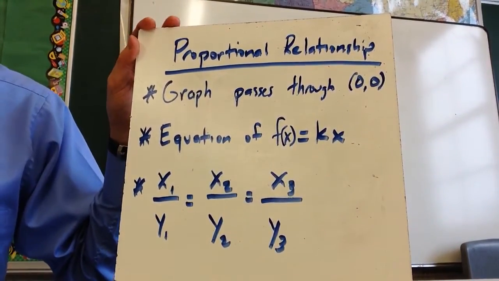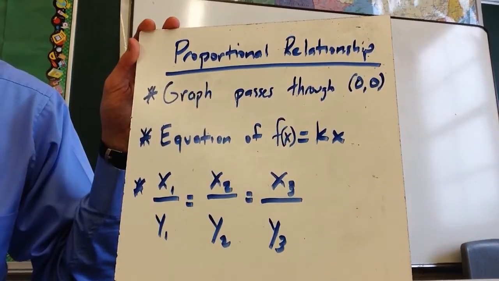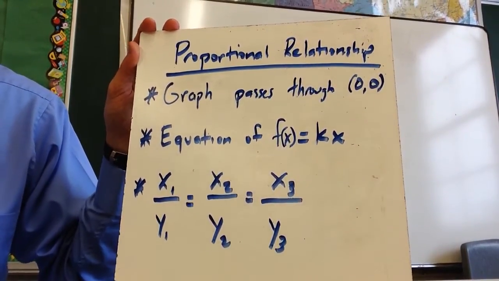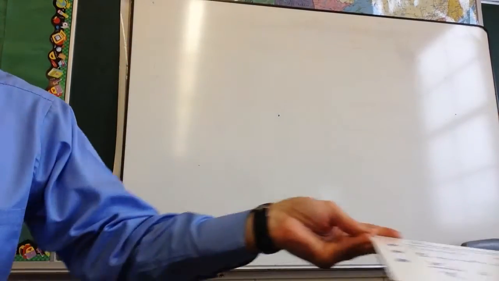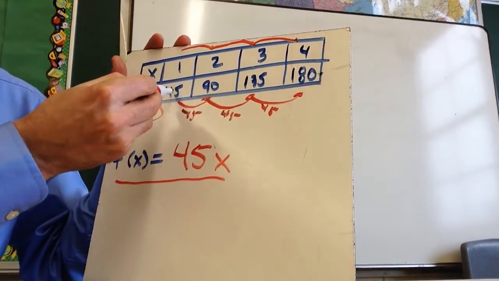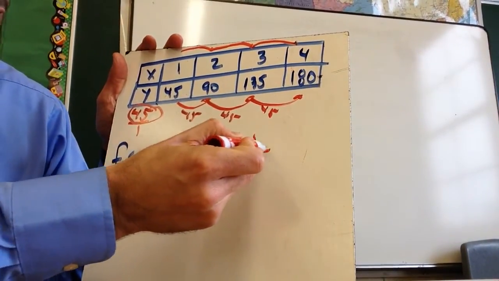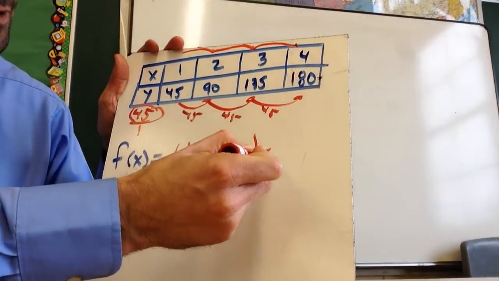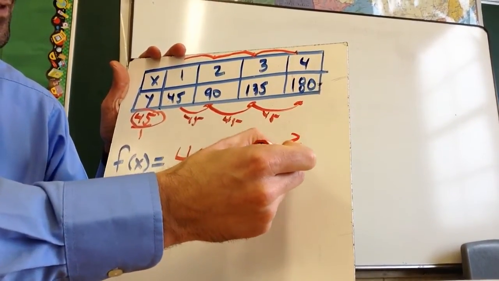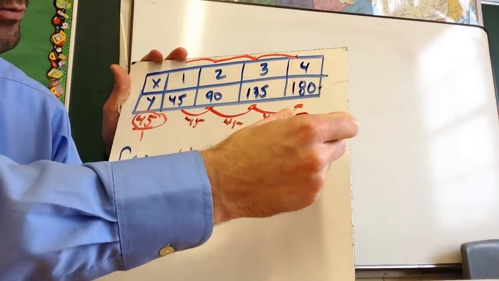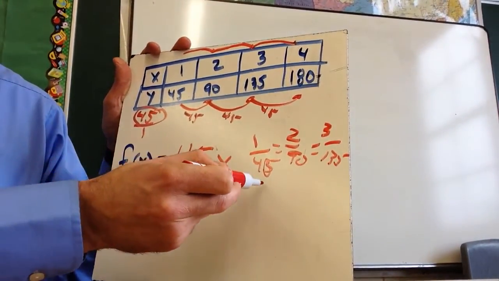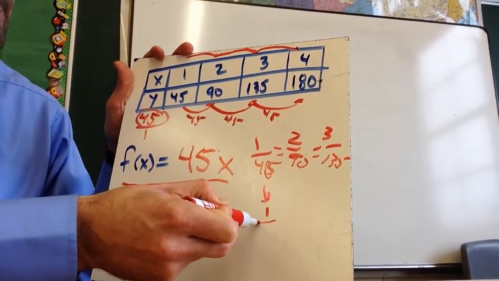So let's look at the third to make sure it satisfies the third: x1 over y1 equals x2 over y2 equals x3 over y3. That would mean I'm going to do x1 over y1, so that's 1 over 45, equals 2 over 90, equals 3 over 135, and you can keep going if you wanted to. Well, if I reduce this, this is 1 over 45.